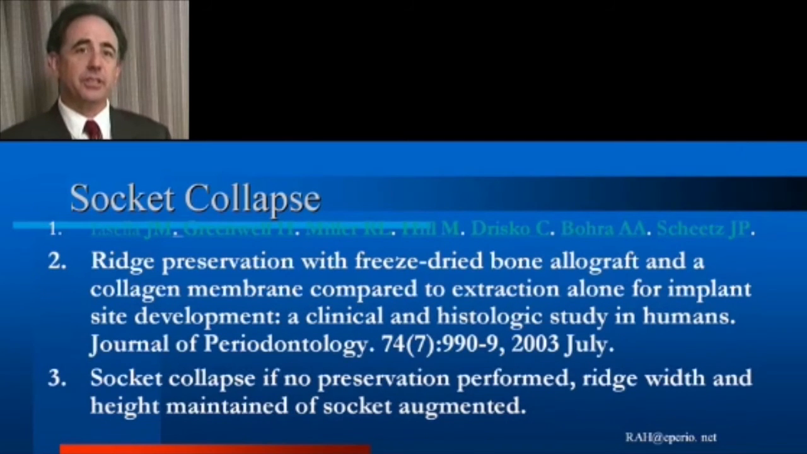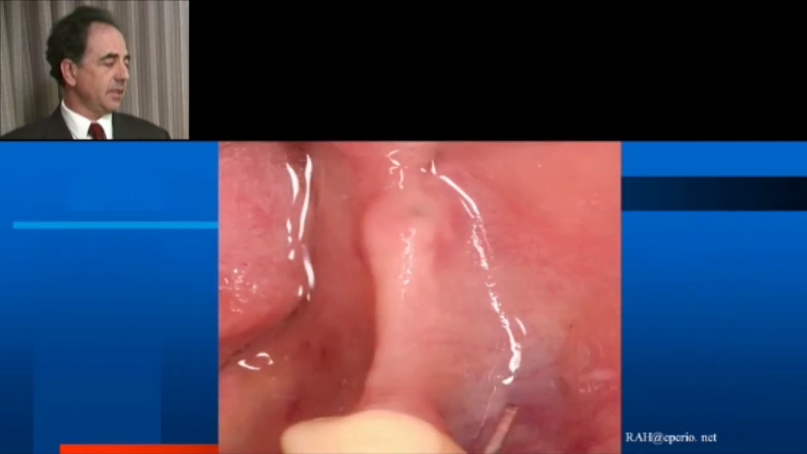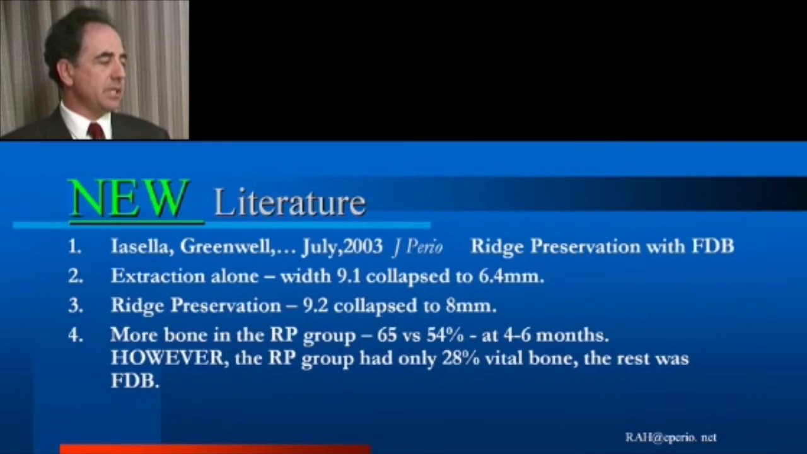Some newer literature out of the Kentucky group, Iasella and Greenwell, has shown that socket preservation will prevent, either by grafting or barrier placement, the loss of width and height of alveolar bone that we see after conventional extractions. What they showed in this one study was if a tooth was extracted and no site preservation was performed, the original site width of 9.1 millimeters decreased to 6.4 millimeters. Well, if we're looking to place a 5 millimeter implant in a posterior site, this only leaves 1 millimeter of alveolar bone facially and lingual to this dental implant.